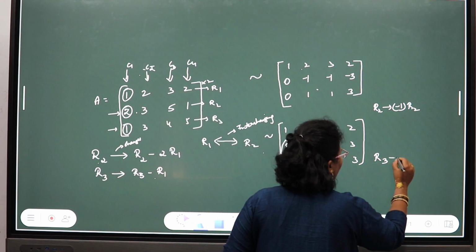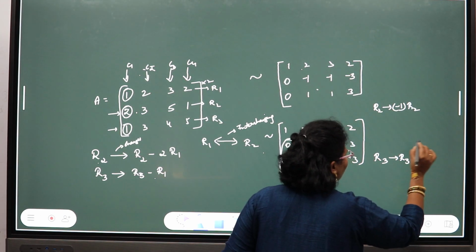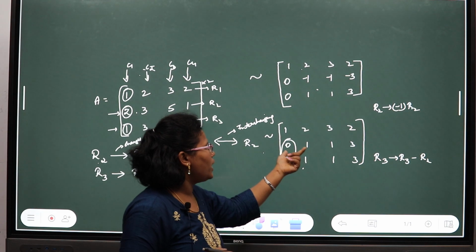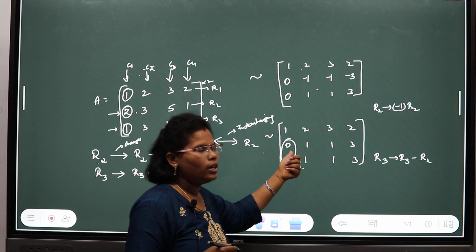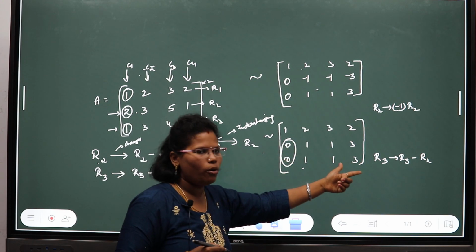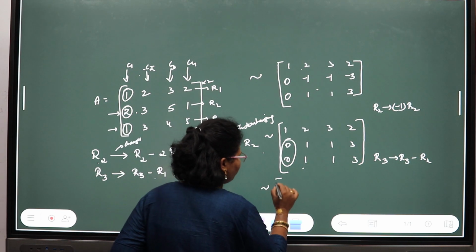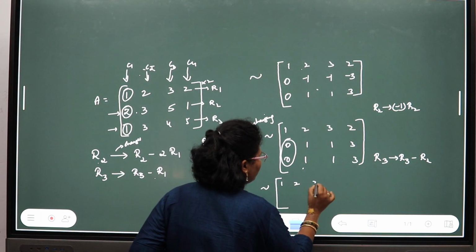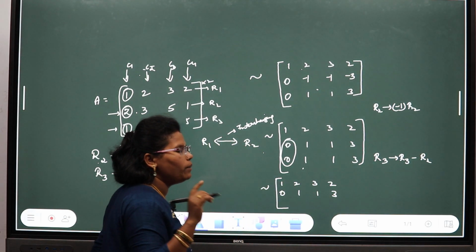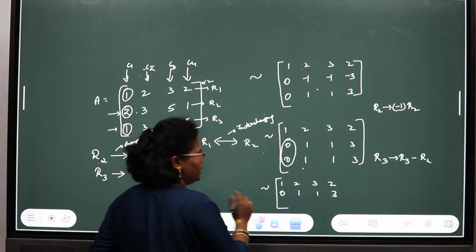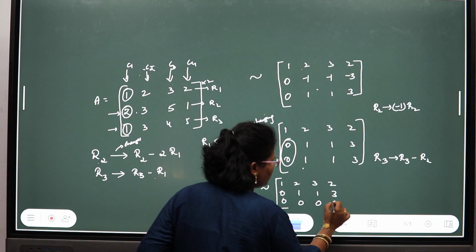So how am I changing? R3 changes to R3 minus R2. As I said, I am using R2 not R1. If I use R1, it affects my 0. I should not affect my 0, so I have to do the operation directly using R2. So what happens here? 1, 2, 3, 2, 0, 1, 1, 3. Here also I am not changing R2, I am using R2 to change my R3. So 0 minus 3, 0, 1 minus 1, 0, 1 minus 1, 0, 0.